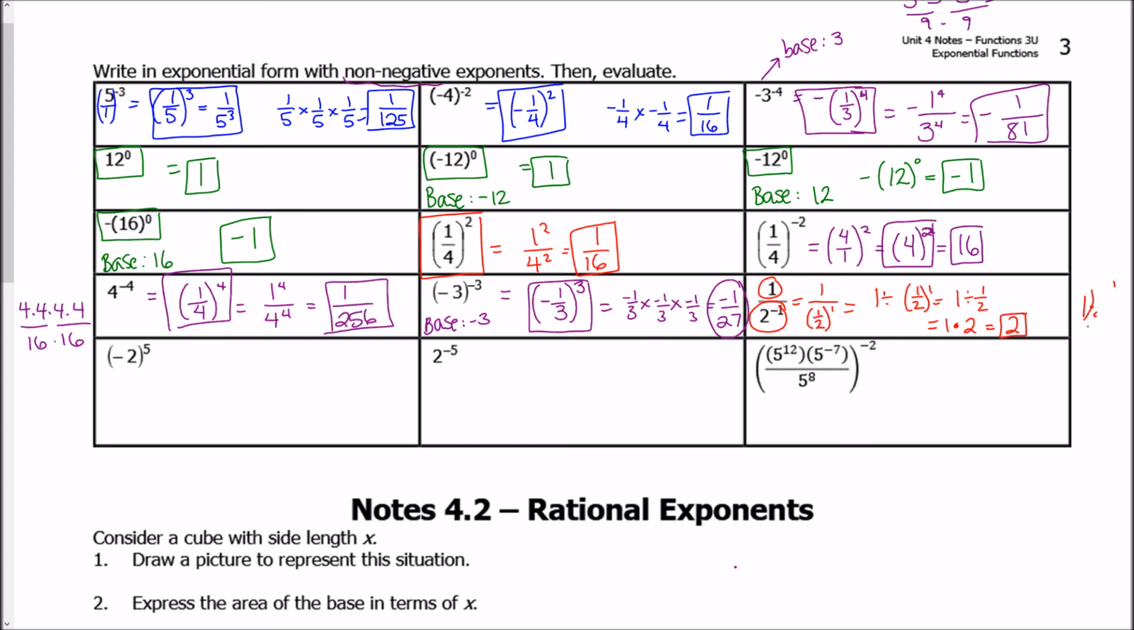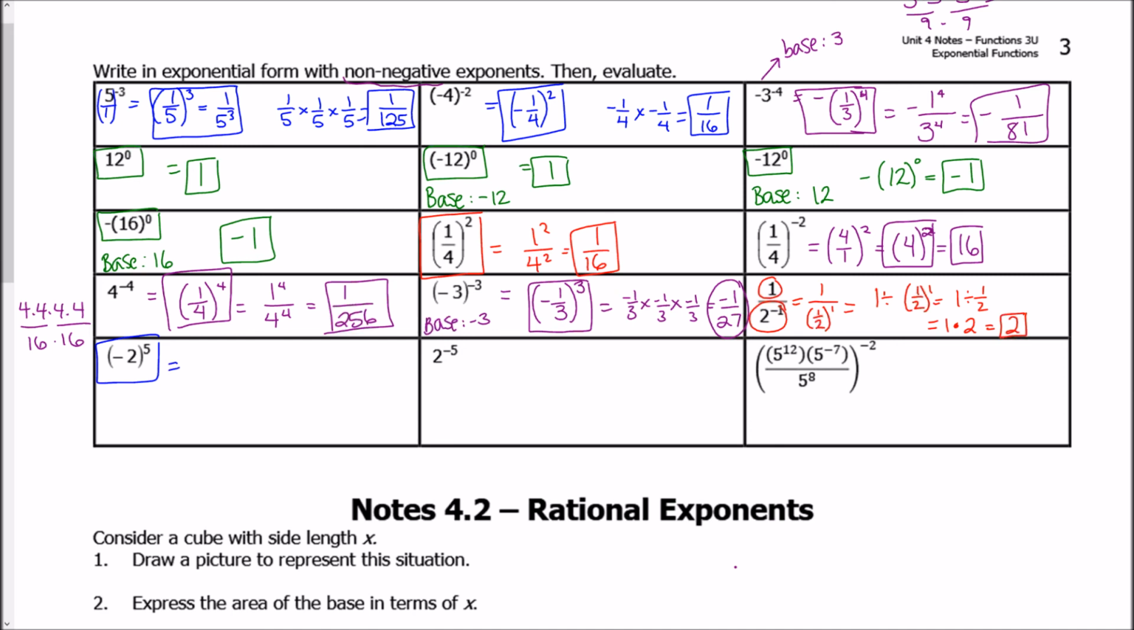Okay? All right, awesome. So now 2 more questions and then we'll be good to go. So the next one right here, we have negative 2 raised to the power of 5. It already has a non-negative exponent. So this is the answer in exponential form with a non-negative exponent.